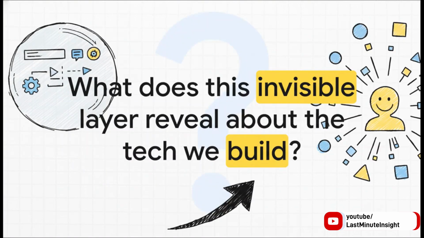And that kind of leaves us with a final thought, right? The most complex systems we ever build so often end up having the simplest interfaces. So what does this invisible architecture, this layer that's totally focused on the user, really reveal about the technology we choose to build and what we value most in our digital lives?